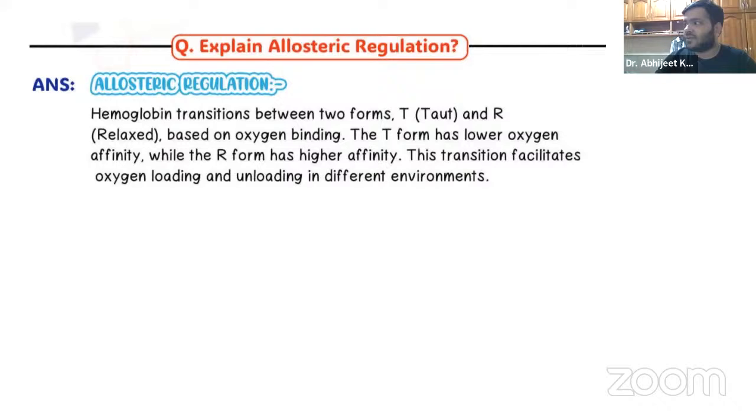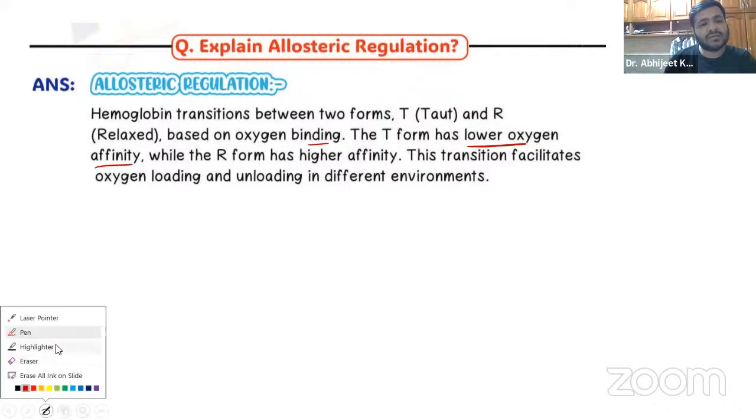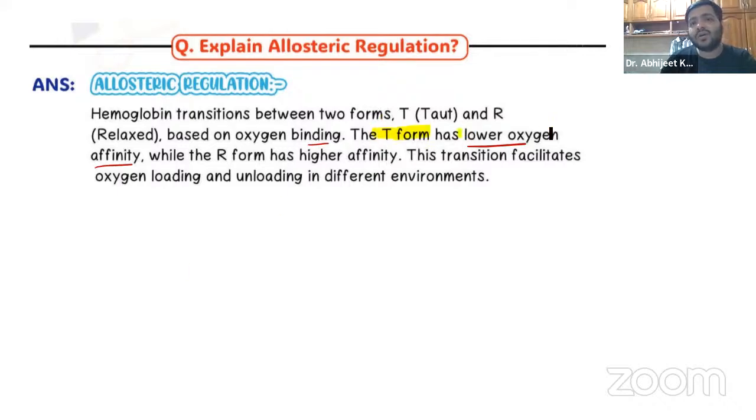Coming on to the next question: what is meant by allosteric regulation? Remember, hemoglobin has two transitional forms, the T and the R form, based on oxygen binding. The T form has a lower oxygen affinity, very important, while the R form has a higher affinity. This transition facilitates oxygen loading and unloading in different environments.